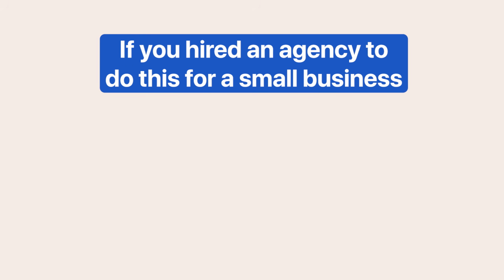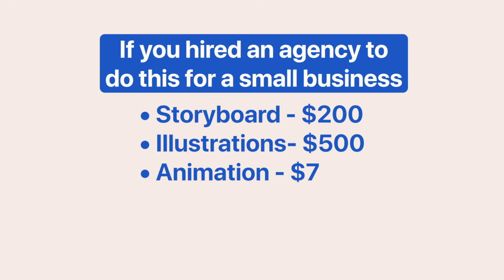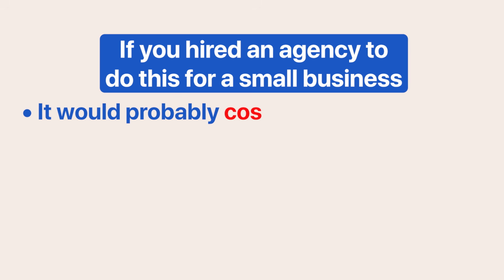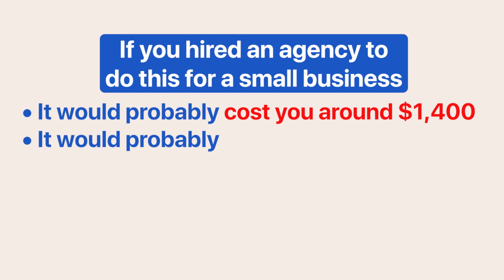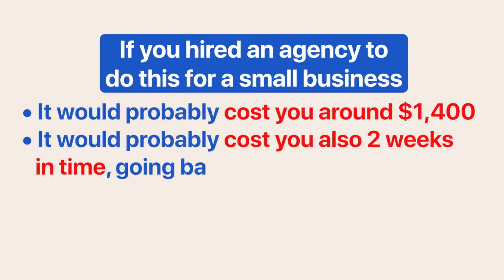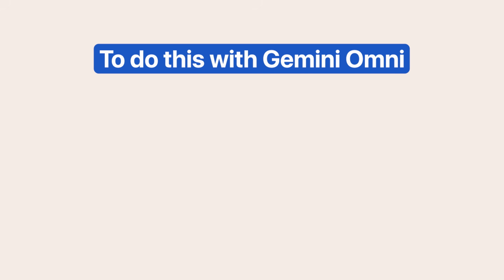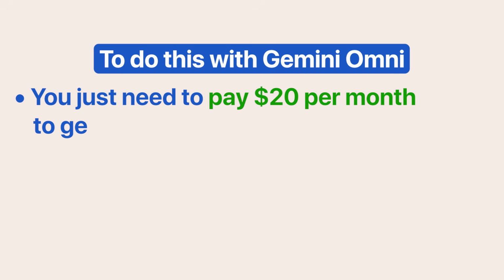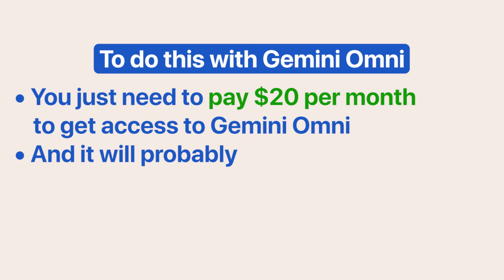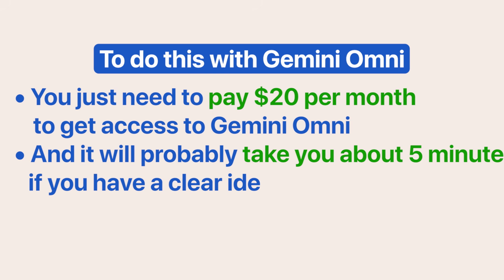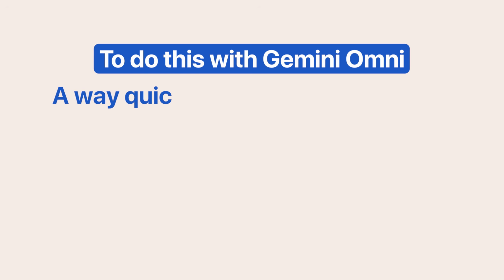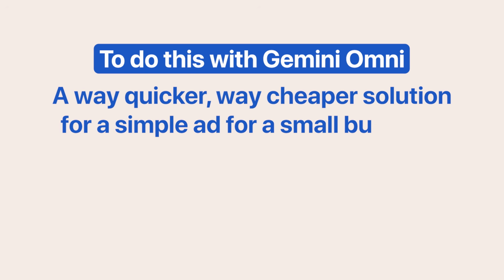So here's the part that's worth knowing. If you hired an agency to do this for a small business, so doing the storyboard, the illustrations, and the animation, it would probably cost you around $1,400, and it would probably cost you also 2 weeks in time going back and forth, aligning on the final edit. To do this with Gemini, you just need to pay $20 per month to get access to Gemini Omni. And it'd probably take you about 5 minutes if you have a clear idea of what you want. A way quicker, way cheaper solution for a simple ad for a small business here.